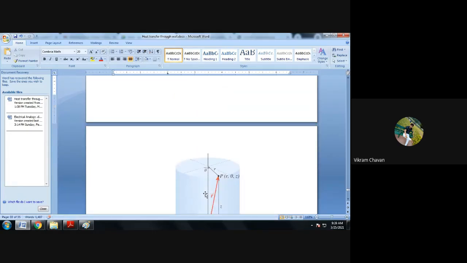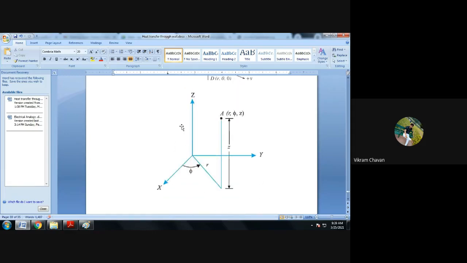Okay, so next, don't draw this diagram, draw this one, which is showing the axis formation of a cylinder, cylindrical geometry. Z is the height from the base.